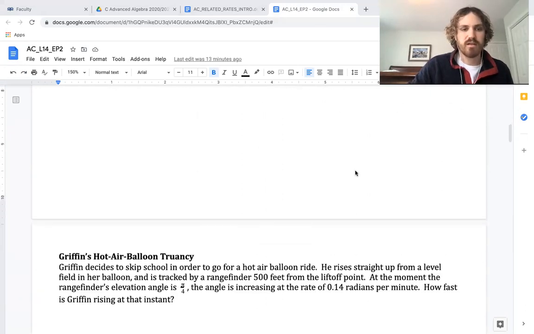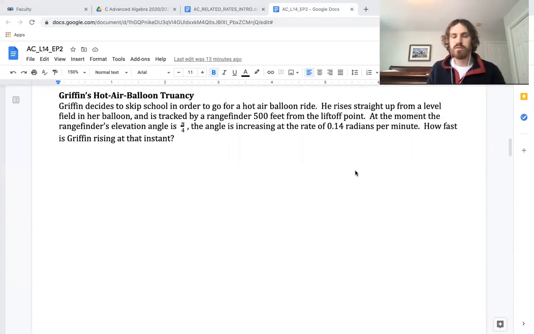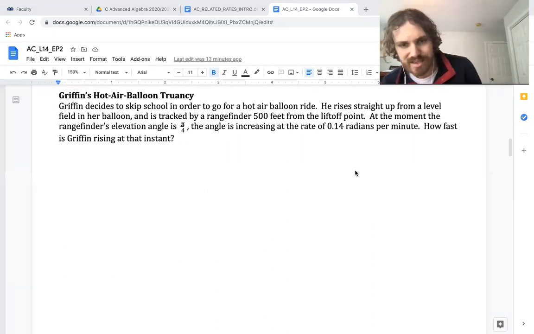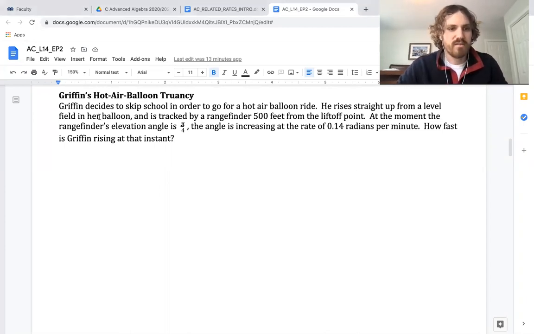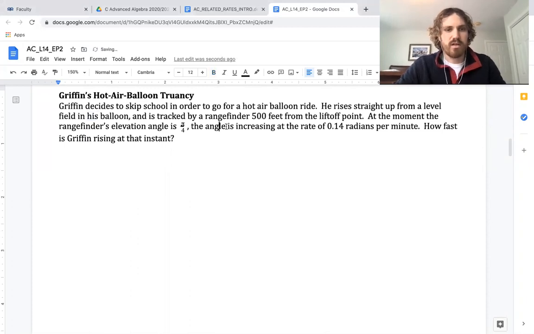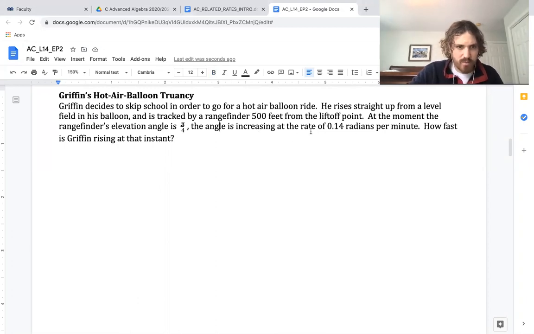So let us take a look at Griffin's hot air balloon truancy and see if we can apply some of these same strategies. So Griffin decides to skip school in order to go for a hot air balloon ride. He rises straight up from a level field in his balloon, and is tracked by a rangefinder 500 feet from the liftoff point. At the moment, the rangefinder's elevation angle is pi fourths. The angle is increasing at the rate of 0.14 radians per minute. How fast is Griffin rising at that instant?